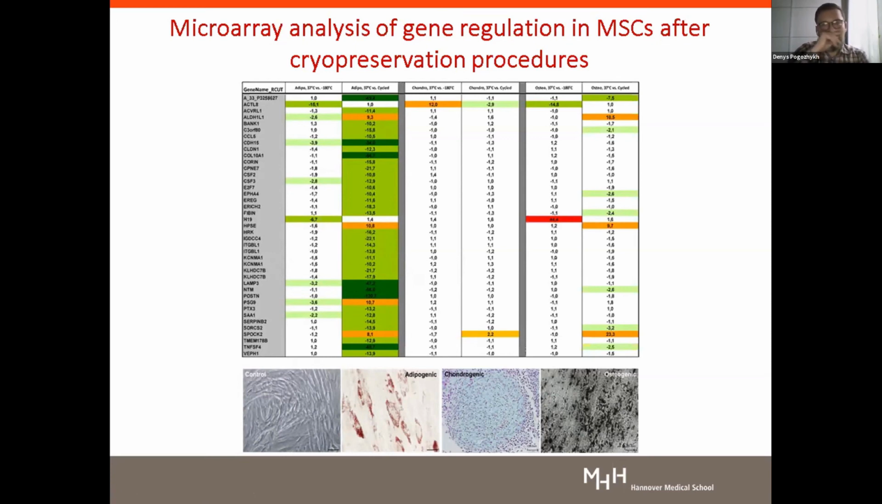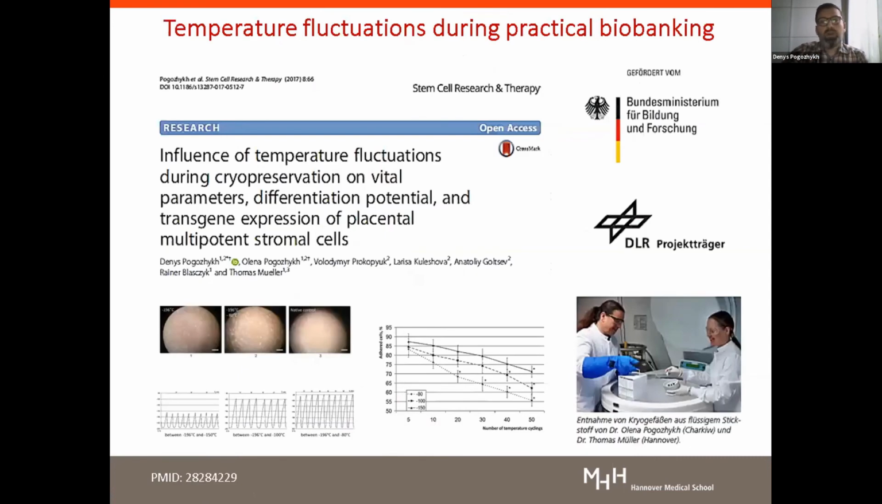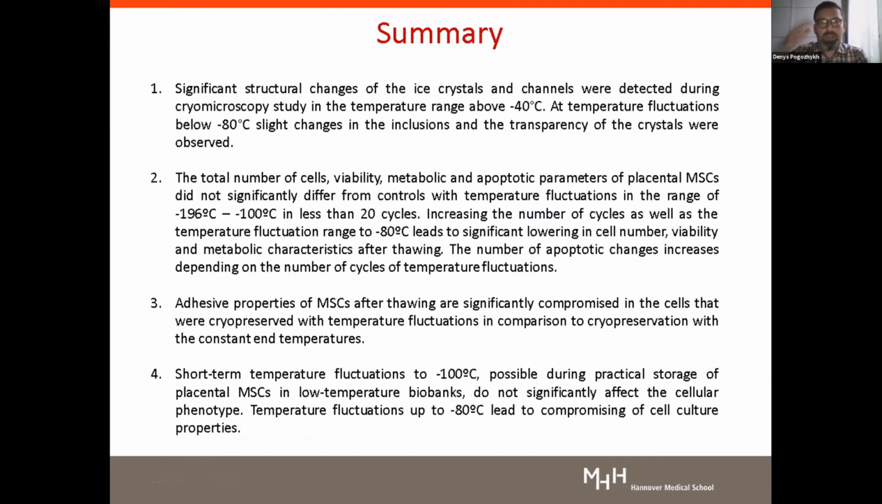As Jason already mentioned, we published a paper some years ago, and a lot of details can be found. Further details and also methodological approaches can be found in this paper. A very important summary from this: it's a lot of text, but it's a lot of important information that we have to consider.